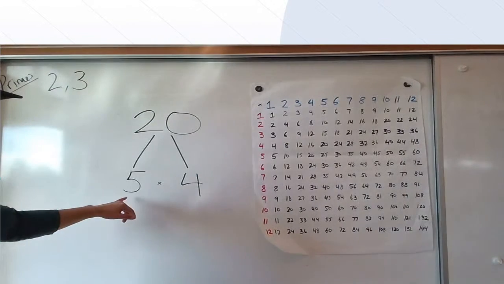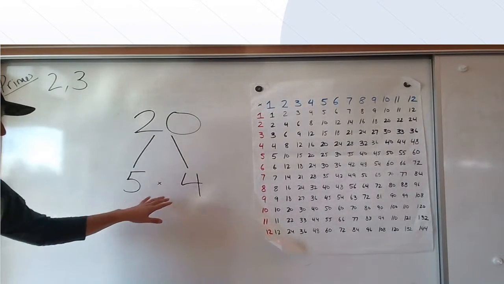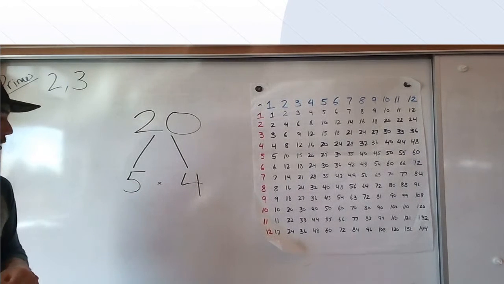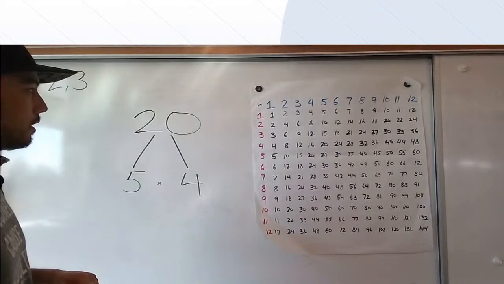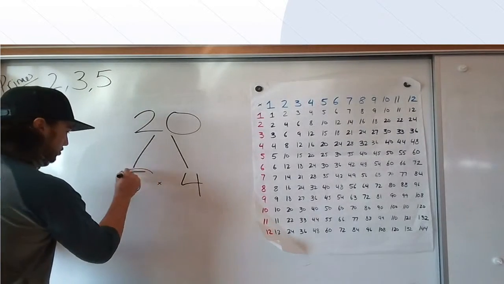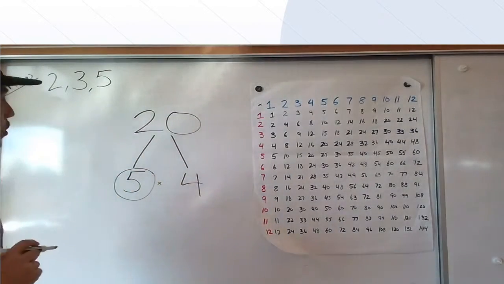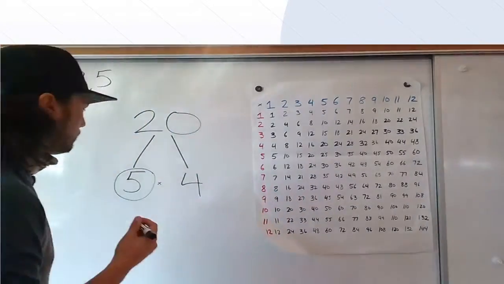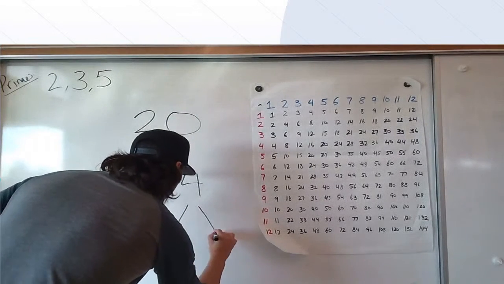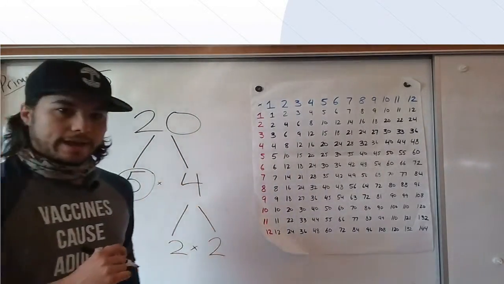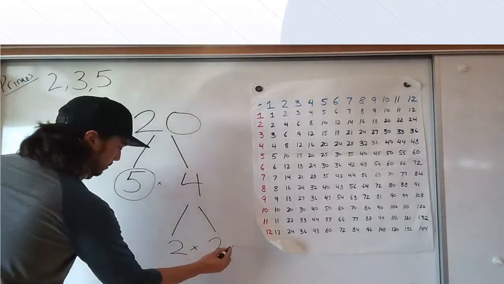Now let's look at 5 and 4. Are both of these prime? Are neither of them prime? Are they both composite? Or is one prime and one composite? We look at 5. 5 is a prime number. And actually, I'm going to circle 5 so I remember that it's a prime number. 4, as we said before, is not a prime number. How do we factor out 4? Well, 2 times 2. And is 2 prime? 2 is prime.